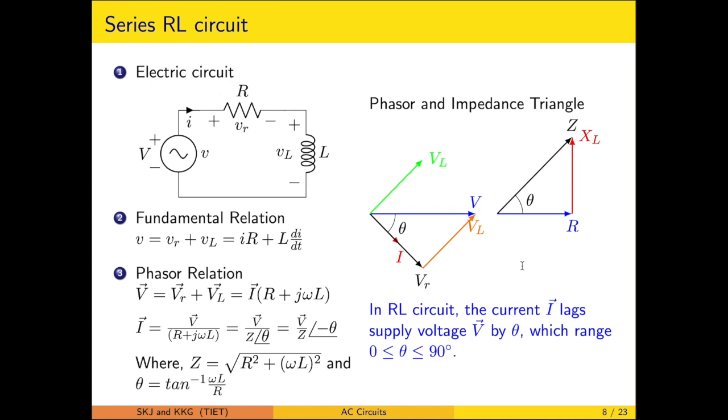On the impedance triangle, you can see the resistance. Here the XL, that is JXL or J omega L, is 90 degrees leading, and so Z comes out like this. Z value will be root of R square plus XL square, and from this impedance triangle theta is tan inverse XL upon R, which is equal to tan inverse omega L upon R.